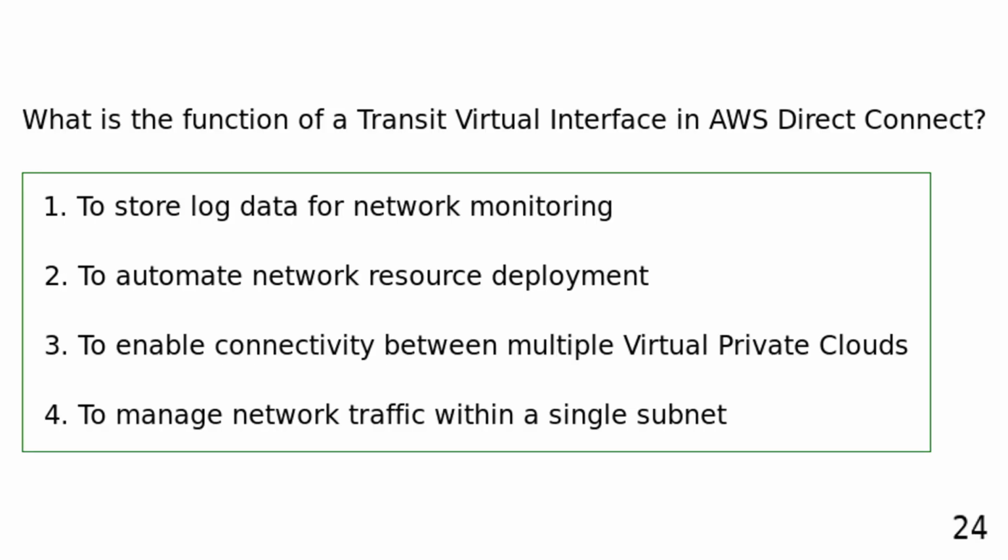What is the function of a transit virtual interface in AWS Direct Connect? To store log data for network monitoring. To automate network resource deployment. To enable connectivity between multiple virtual private clouds. To manage network traffic within a single subnet.